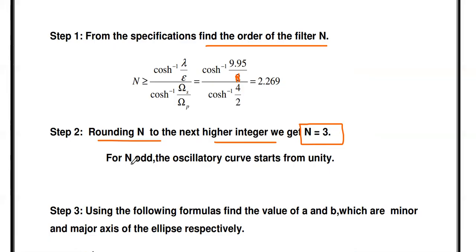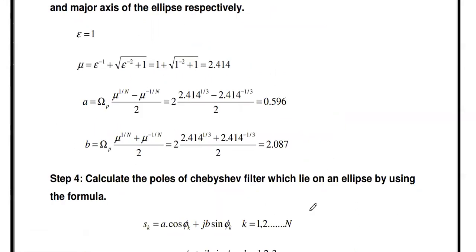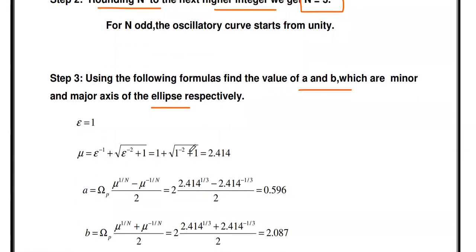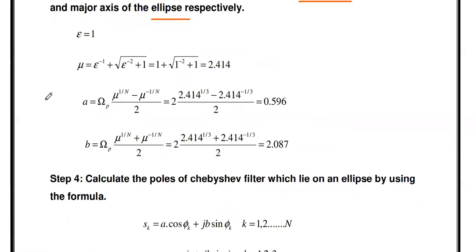Okay, so you know the two types of Chebyshev filter. If n is odd, the magnitude response starts one way, and if n is even, the magnitude response starts another way. Here n is odd. So if n is odd, the oscillatory curve starts from unity. Then the third step, after calculating n, is to find the value of the minor and major axis of an ellipse. So what is the minor and major axis value?